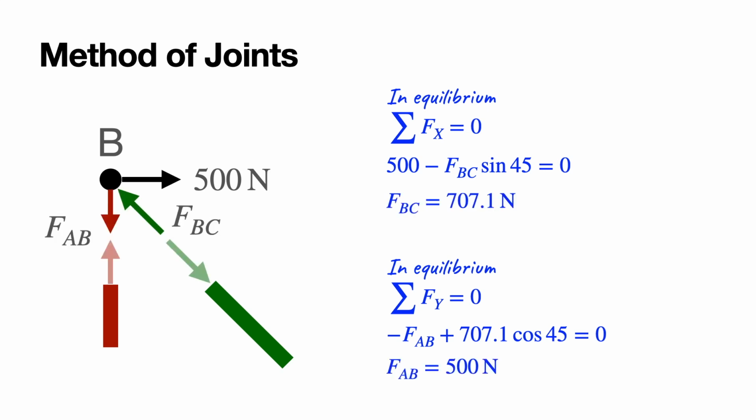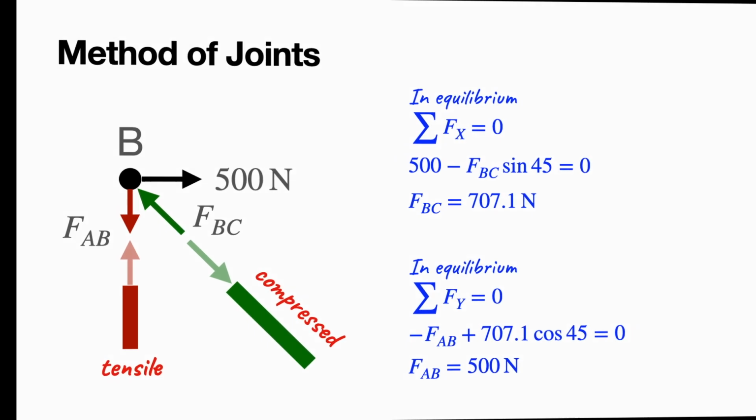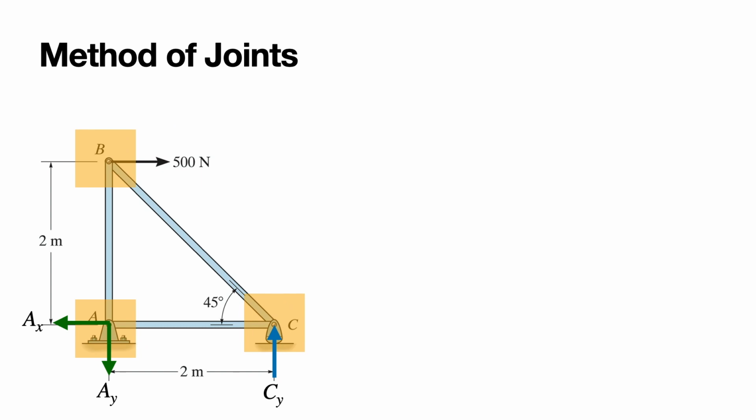As the calculated magnitude is positive, the presumed direction of the forces is correct. Based on this force direction, beam BC would be in compressed state, while beam AB would be in tensile state. Okay, notice the direction of the forces. So basically, that is how you perform the computational analysis on a 2D structure by using the method of joints.